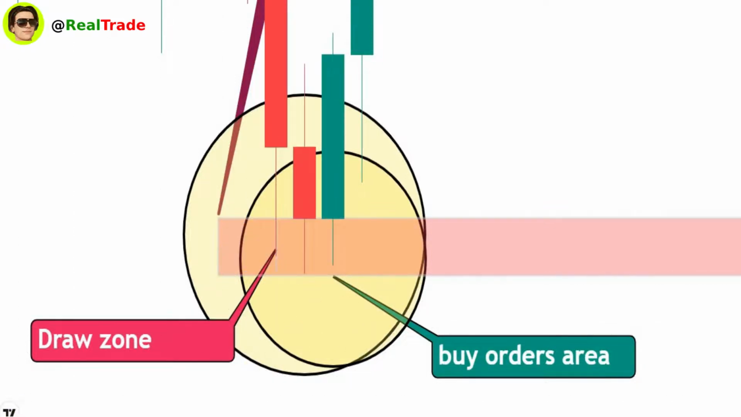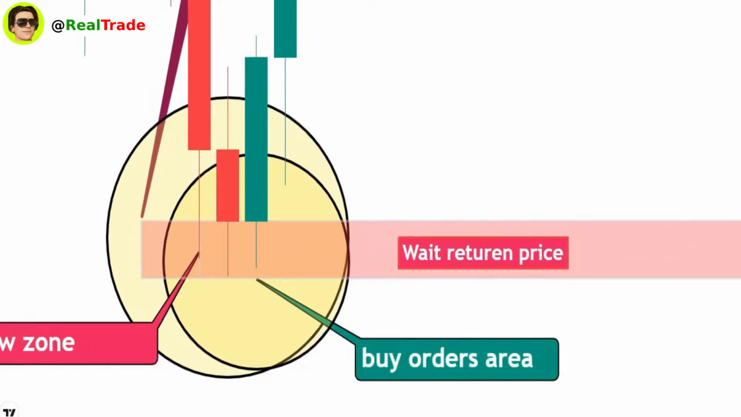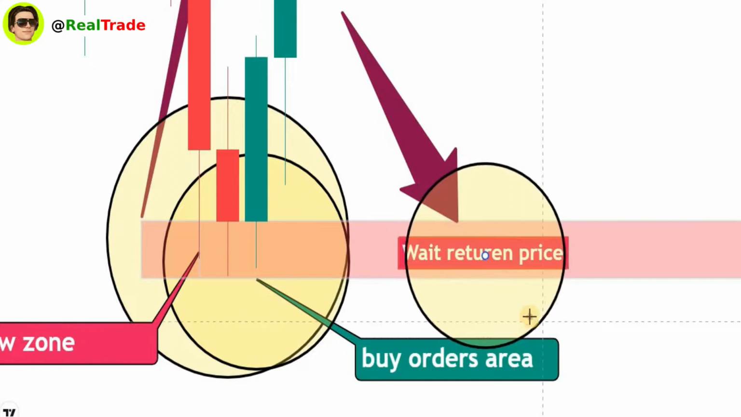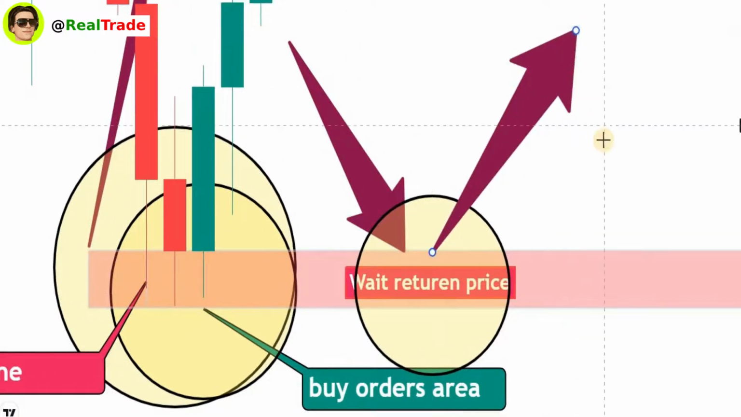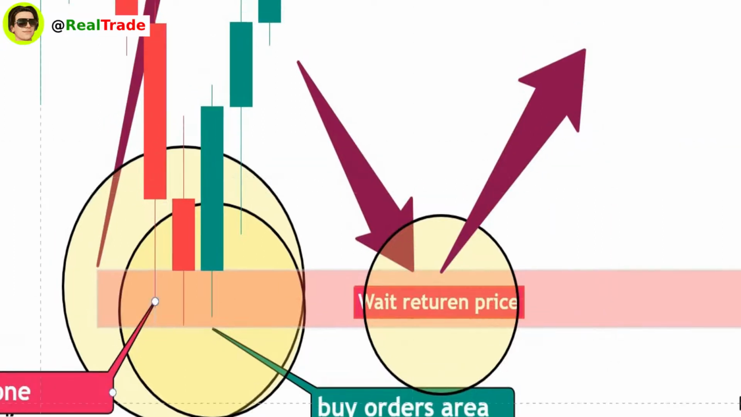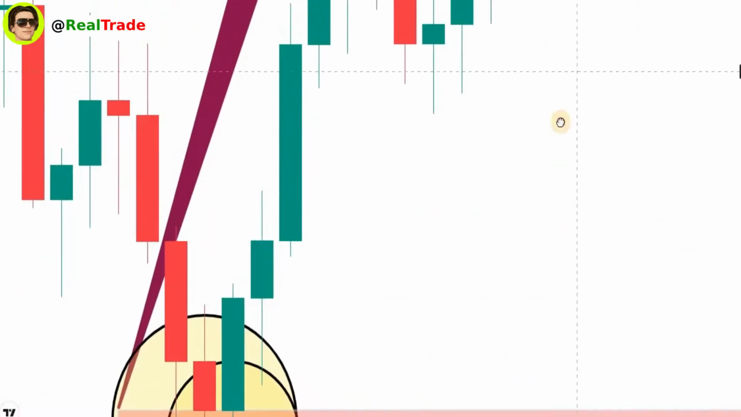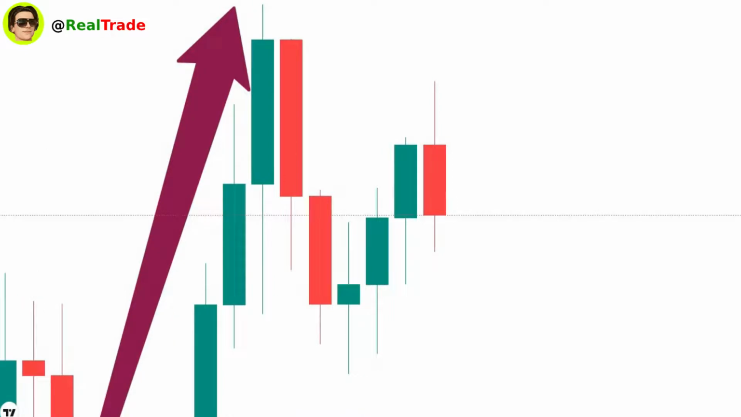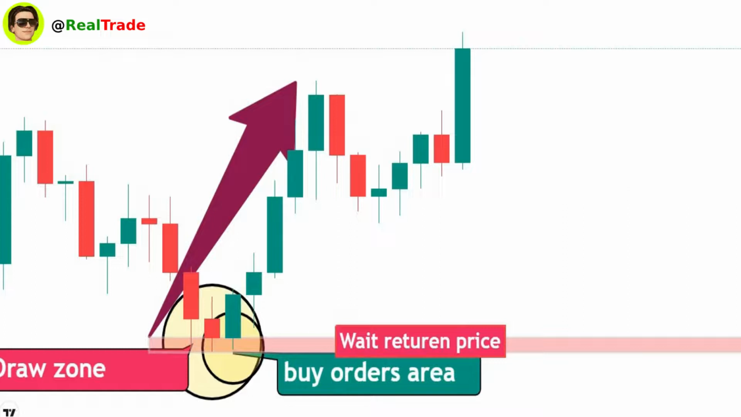Yes, the best zone. On the support zone, wait return price. I wait Fed line. I wait buy Fed line. Yes, buy Fed line. And continue. Look at the chart. Please look at the chart. Continue. Big candle.